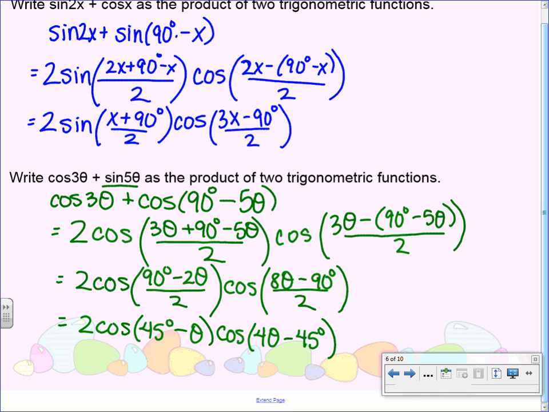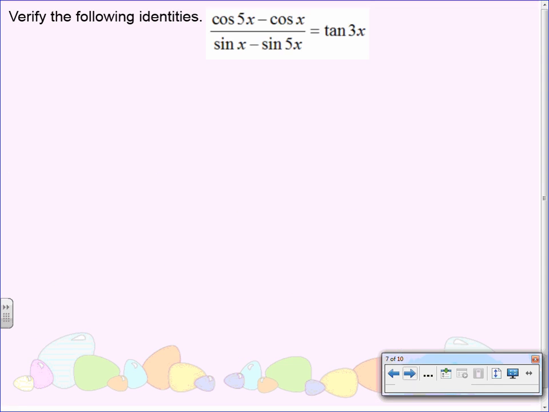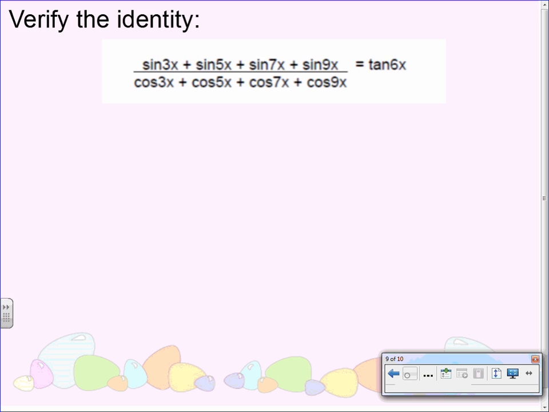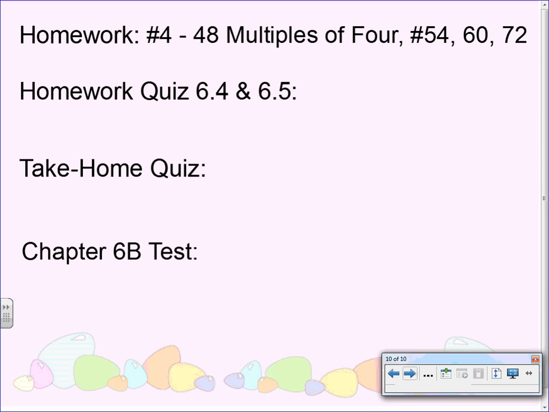We'll stop there for today. Any questions? Okay. All right. So tomorrow we will do 3 proofs, and then that'll be the end of this lesson.